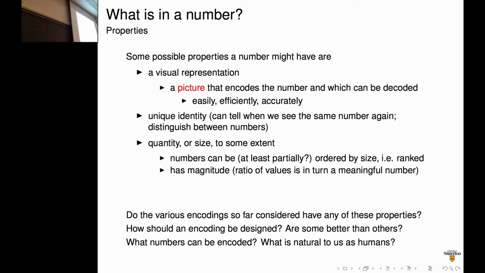And numbers that we have can at least be partially ordered, right? You can say this is bigger than that, it's bigger than that, et cetera. That is, you can rank them from largest to smallest or smallest to largest. Or they may have a magnitude that actually makes sense, that it's actually a length measurement that has a magnitude. Okay, so it has some meaning.